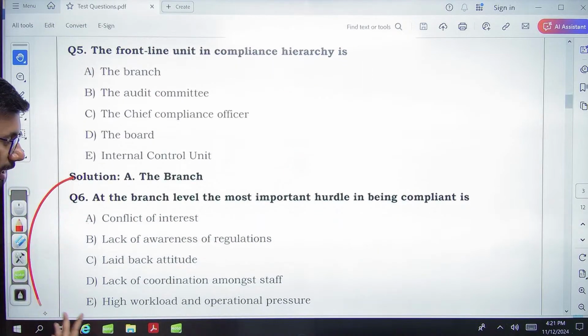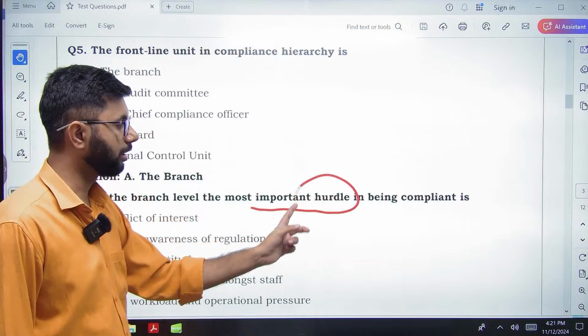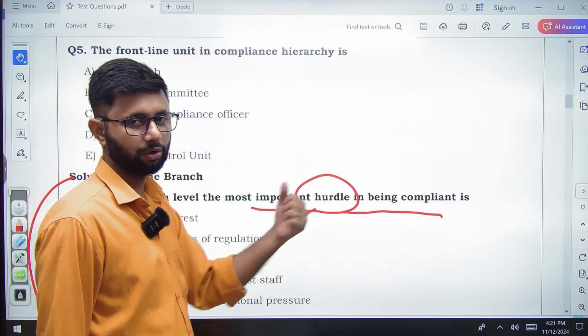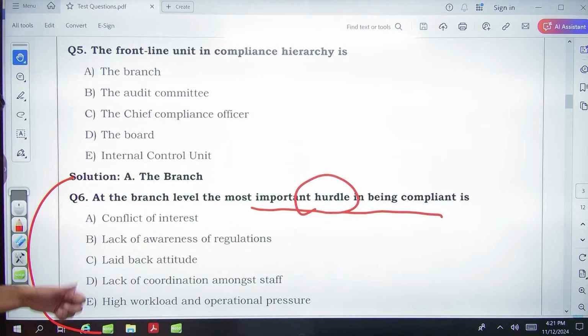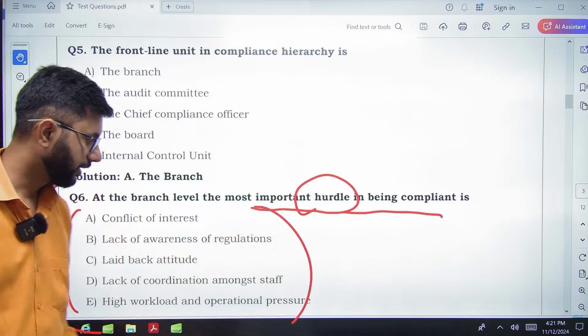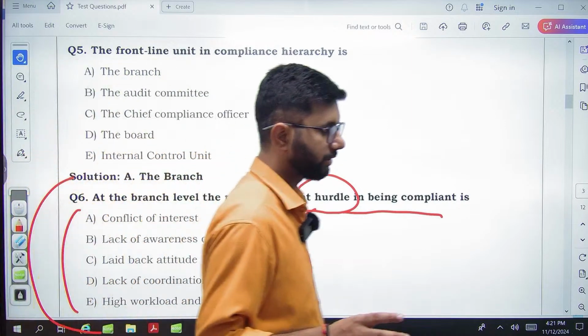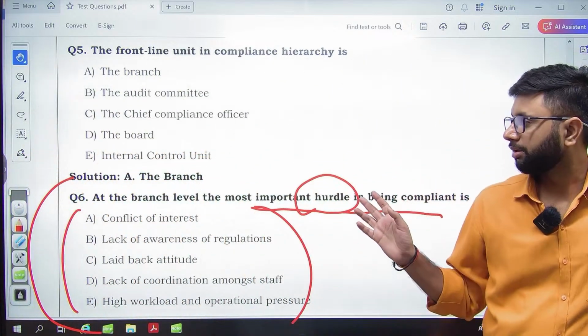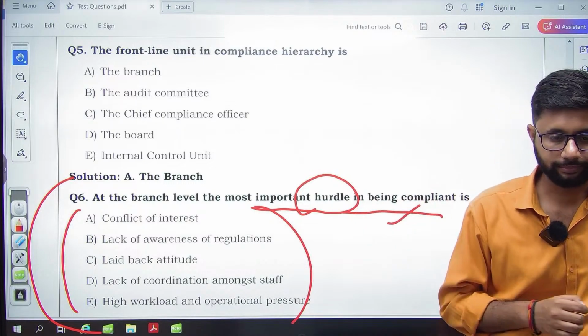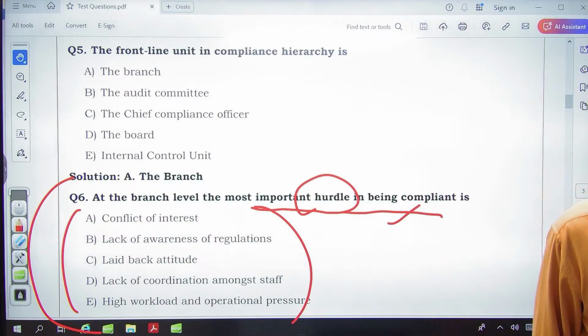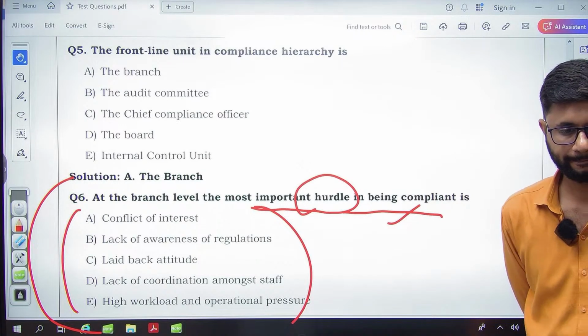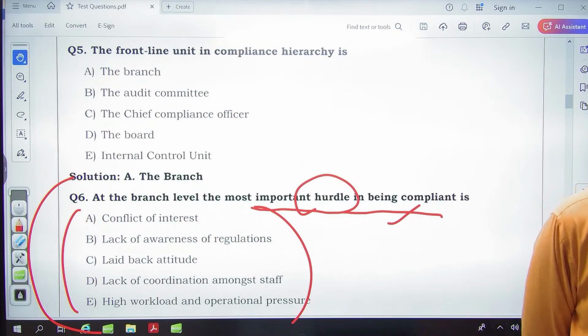At the branch level, the most important hurdle in being compliant is what? What do you think? You can also use elimination methods here. What is the biggest problem at the branch level in following compliance? Sixth, what do you think is the correct answer for that?